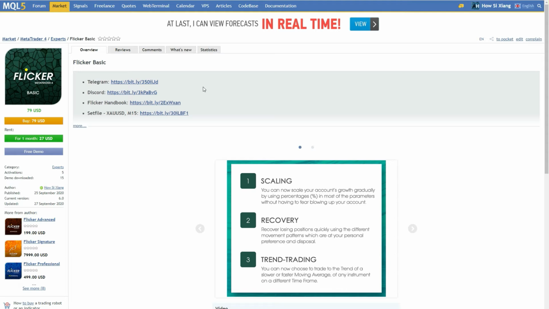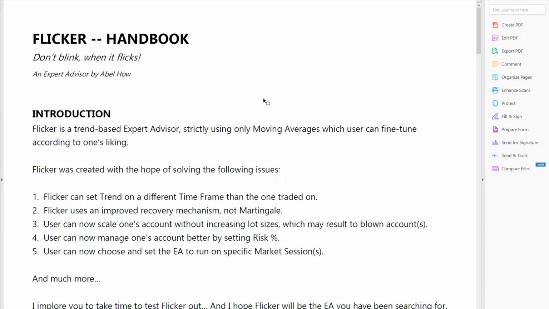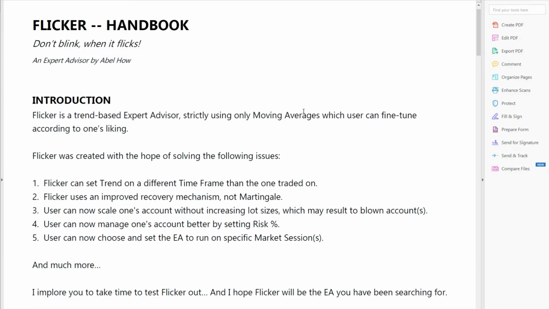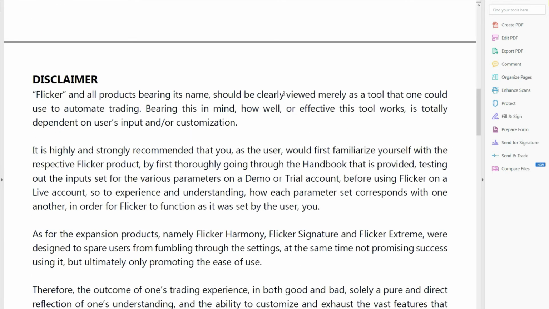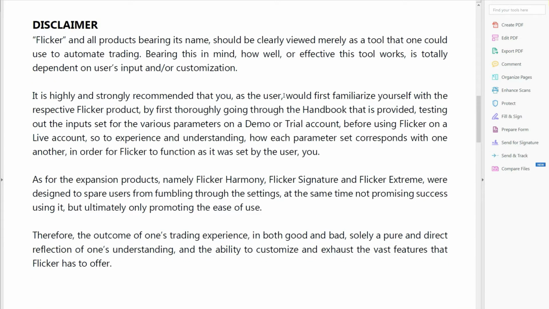Before I move on further, I'd like to draw attention to the Flickr handbook. If you click on it, you will download the handbook, of course, and in the handbook it looks like this. You have the introduction, but I'd like you to jump straight to the disclaimer part of it. I'd like to draw us all to the same page, because if we don't get this right, I believe that EAs are not for you.